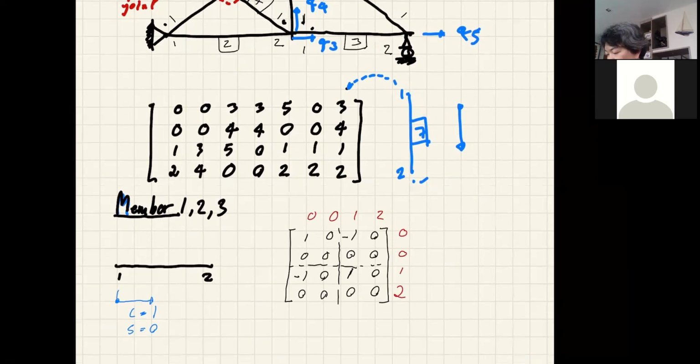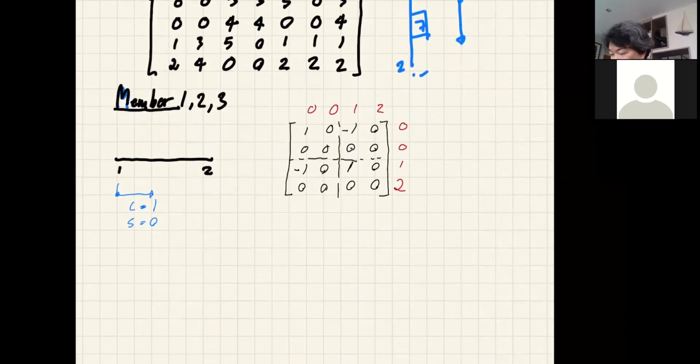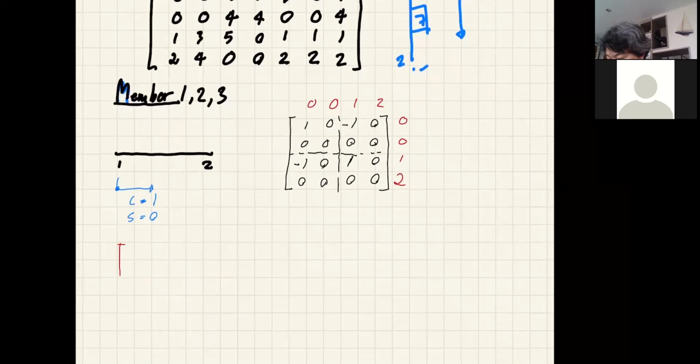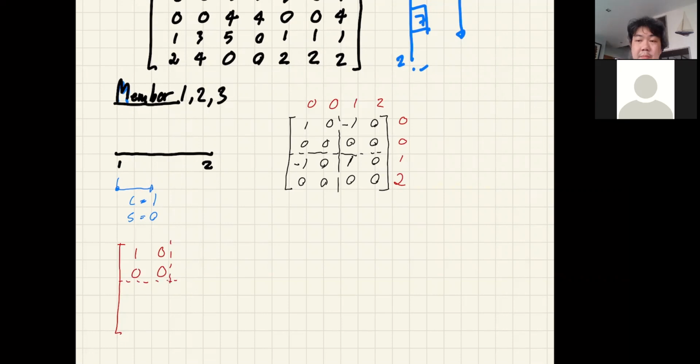So this one, for member number 1, it will turn into 1, 0, 0, 0. Okay, this is from the member. But remember, this time we have 5 degrees of freedom. So you better have a 5 by 5 matrix. And this comes directly from that. Okay, the rest should be 0.